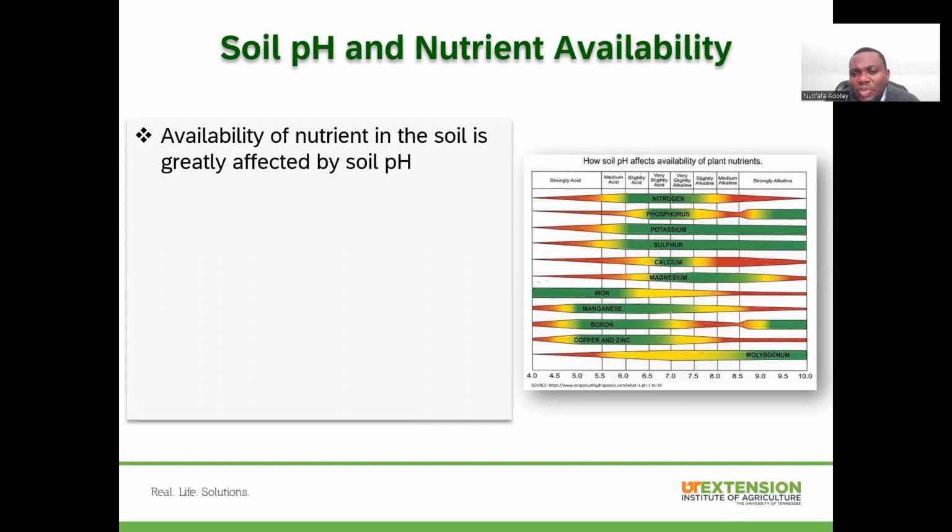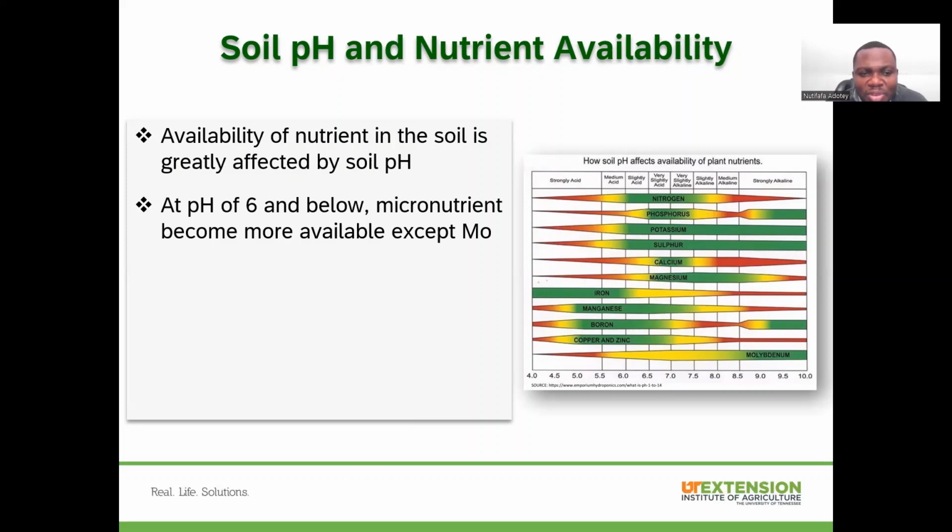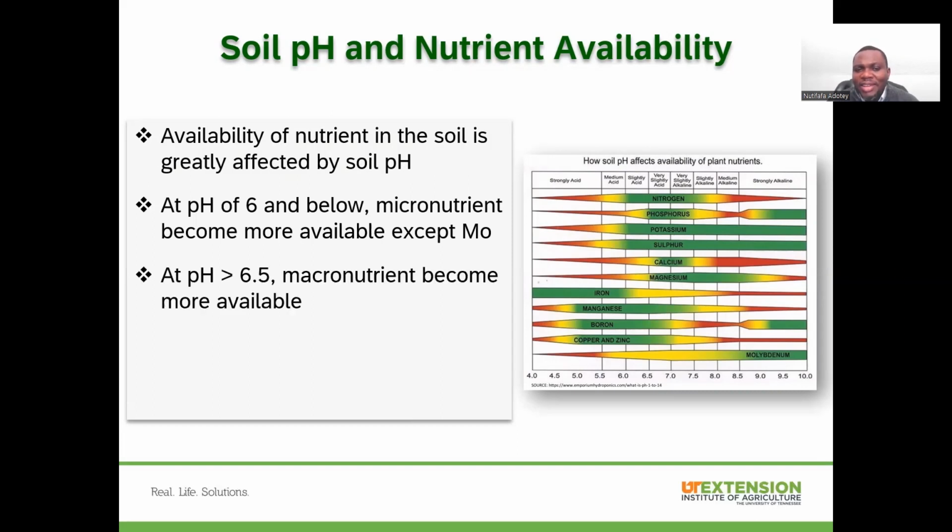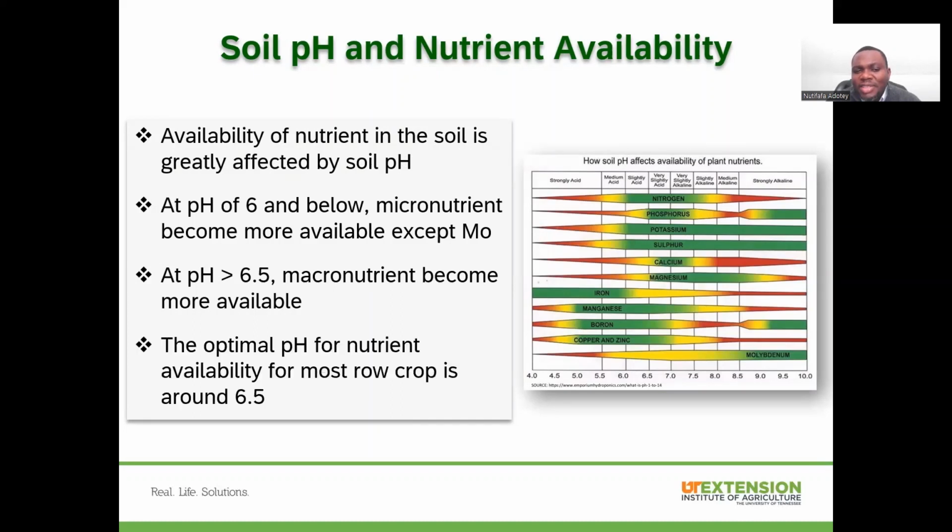So there are a few things we can notice from this chart. The first is that at a pH of 6 and below, micronutrients become more available with the exception of molybdenum. Also, at a pH greater than 6.5, most macronutrients become more available. That means that the optimal pH for nutrient availability for most row crops is around 6.5. If we look at the chart, it's around 6.5. That's very important because once you start pushing your pHs to 7s, what you can run into is micronutrient deficiency. And to avoid that, you may have to spend extra money to cover some type of micronutrient fertilizer program. But that can be avoided if the pH is around 6.5.